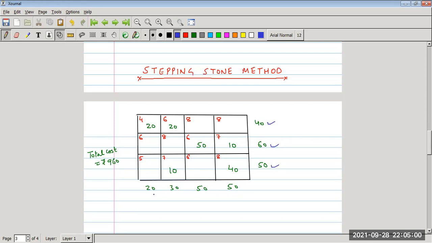Now come to column 20. 20 plus 10, 30, 50, 40 plus 10. So it satisfies all the supply and demand constraints. The number of allocations is m plus n minus 1. Now we check whether they form a loop or not, whether the allocations are independent or not.